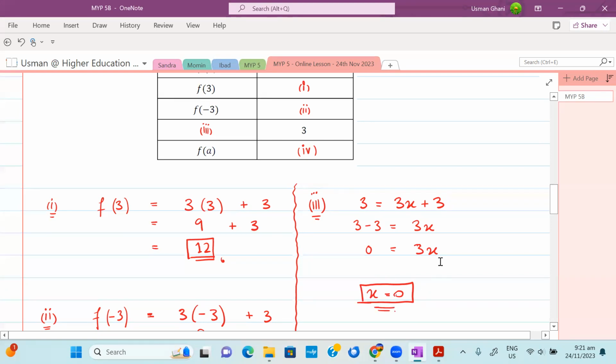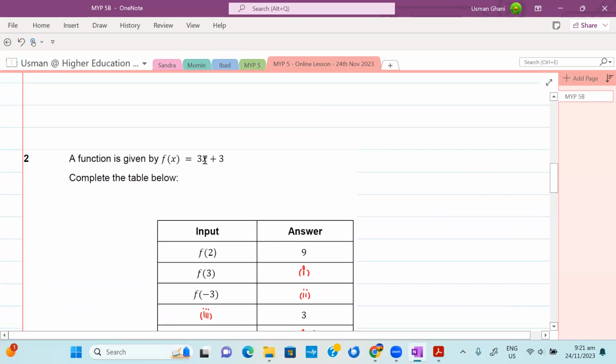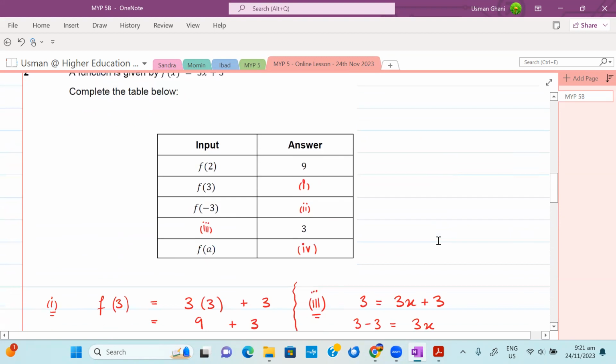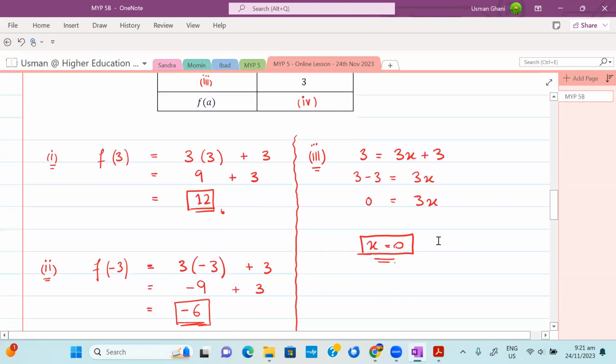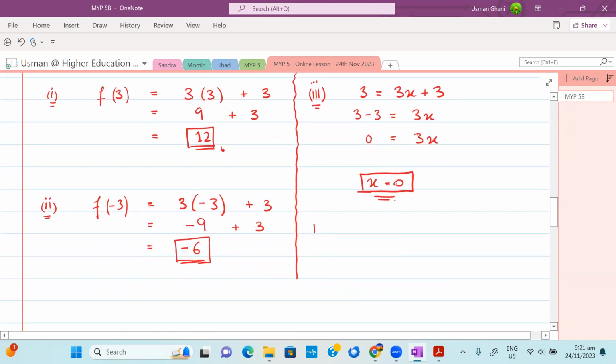And you can see this as well. Let's go up and see. When I place a 0 over here, this 3x goes away. All I'm left with is an answer of 3. So everything makes sense; nothing is working by guesswork. And part number 4 is practically the simplest. Give an input of a into your function. Well, the answer is simply going to be 3a plus 3. This is the location where I insert my input, right? So this is my answer. And that's it.